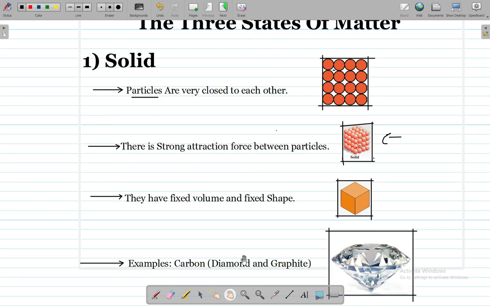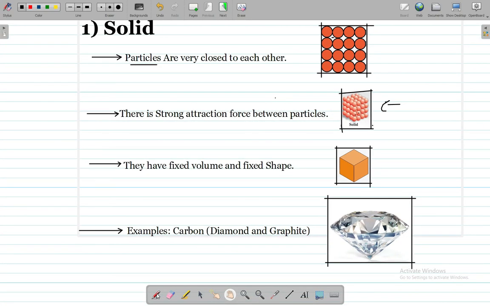Some examples of a solid is carbon, which actually exists in the form of diamond and graphite as well, and you can see diamond in this picture.